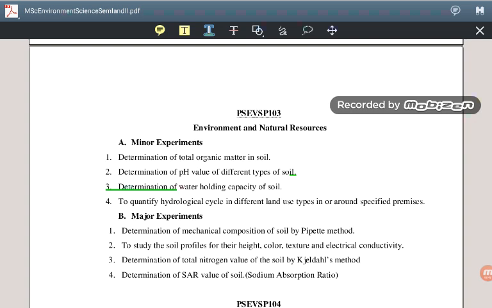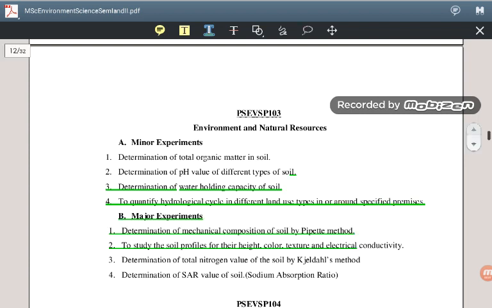Next is the water holding capacity. How to find out the water holding capacity of a soil. And the hydrological cycle, that is the water cycle. Next is the determination of mechanical composition of soil by the pipette method. So if a particular soil is given to you, what is the mechanical composition, मतलब कि उसमें sand कितना है, उसमें silt कितना है, etc., can be calculated by means of the international pipette method.